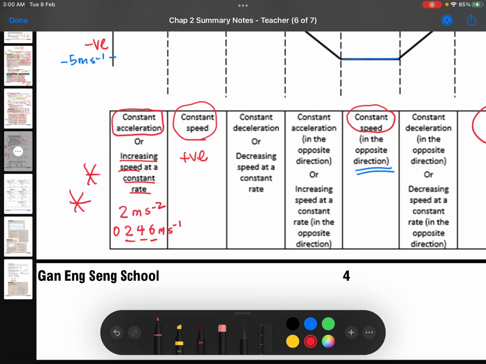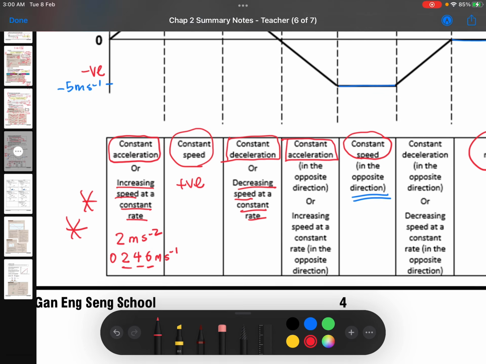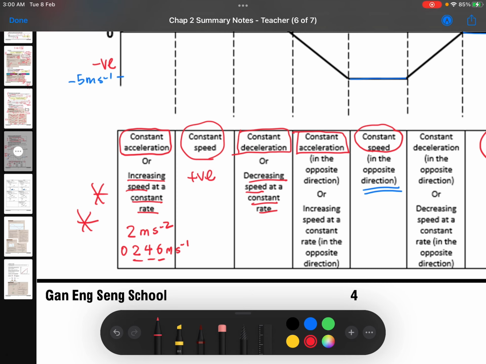Now in this situation, we have situations of constant acceleration and constant deceleration. We talk about decreasing speed at a constant rate. Then constant acceleration, which is actually acceleration in the opposite direction. That means you are having increasing speed at a constant rate in the opposite direction.